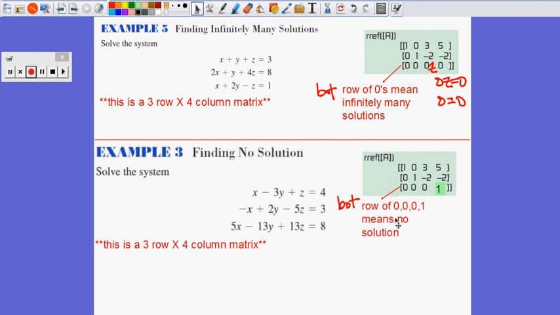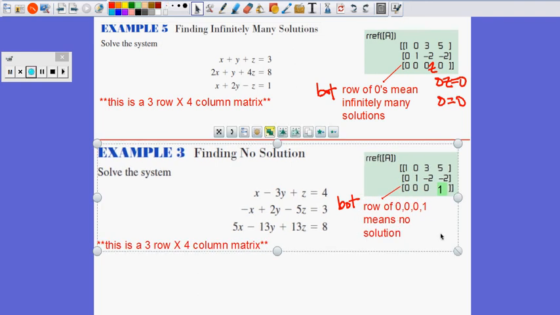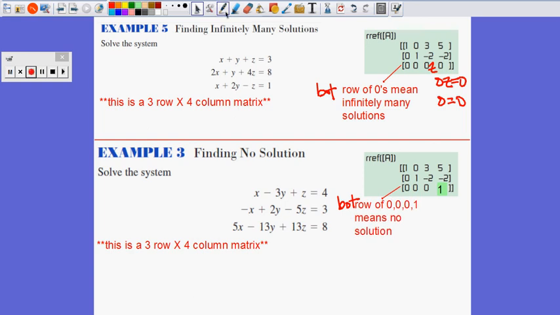Essentially what that means is this. You get 0z equals 1. If you divide both sides, and excuse me, 0 times anything is going to be 0, and you're going to get 0 equals 1, and that's not a true statement. So 0 does not equal 1, which means no solution.